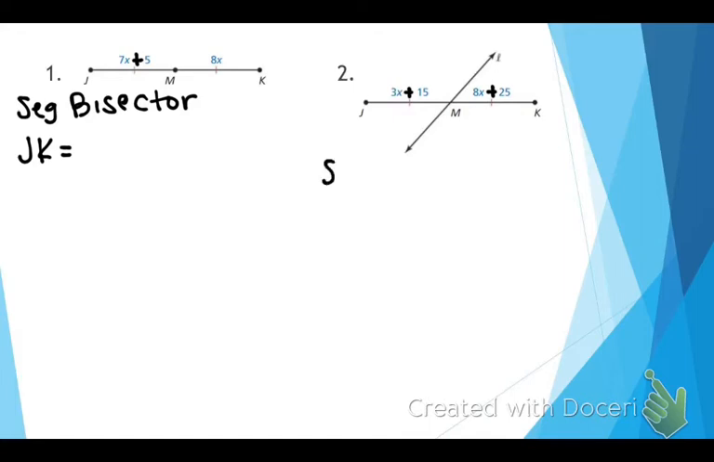In the second, we're again going to find the segment bisector. I'm going to call it SB, segment bisector, just to shorten it. Segment bisector, and then we'll find the length of JM.